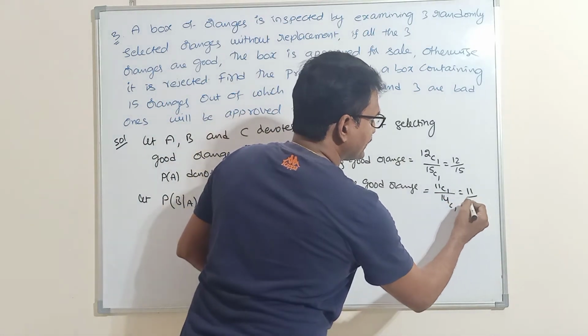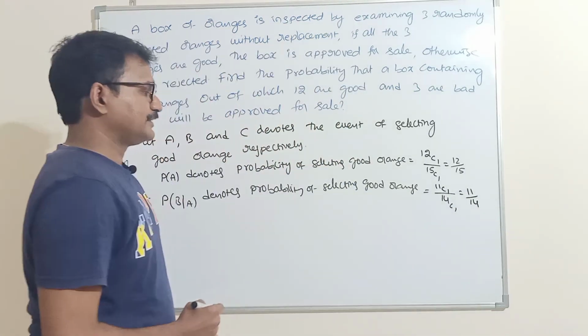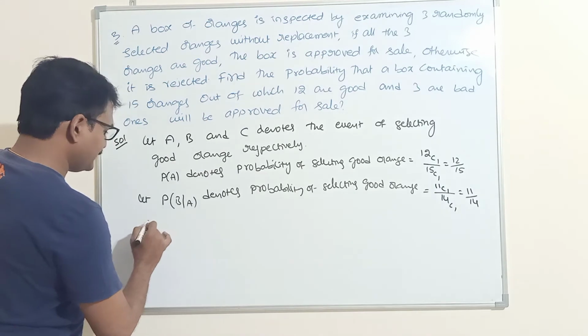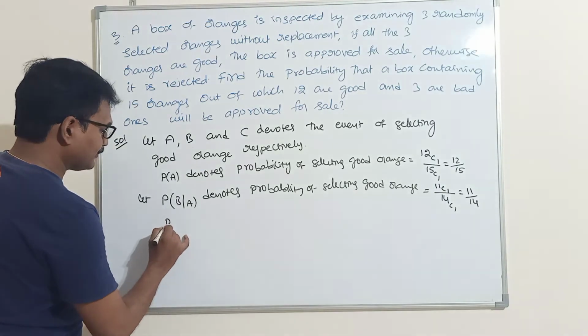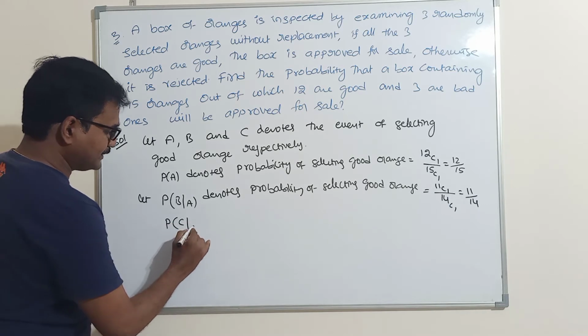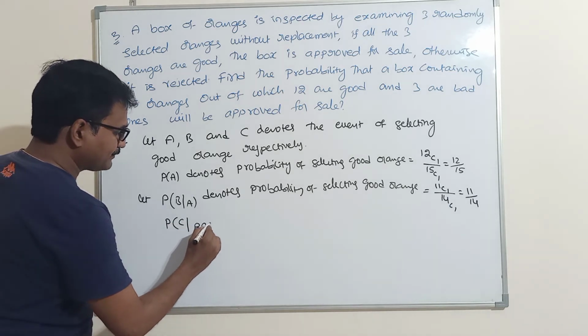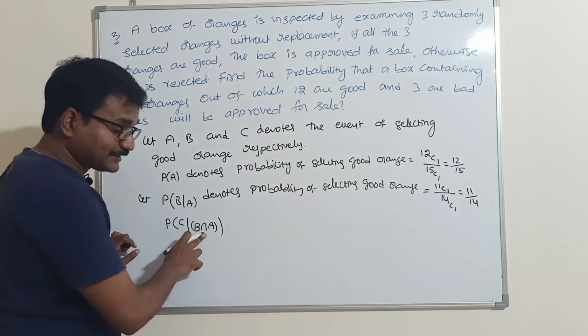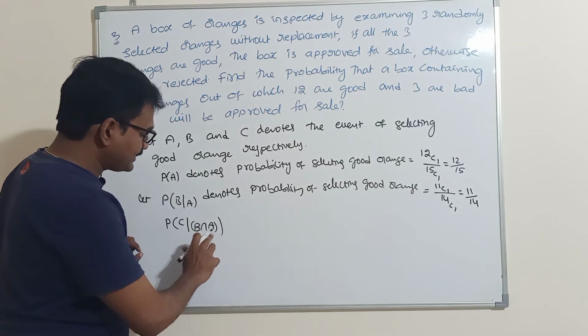That's why it is 11 by 14. Next, 2 oranges already selected. So B and A already over. Now we are selecting event C, after the happening of event A and B. B and A already over. Intersection denotes ended. These two events already over.